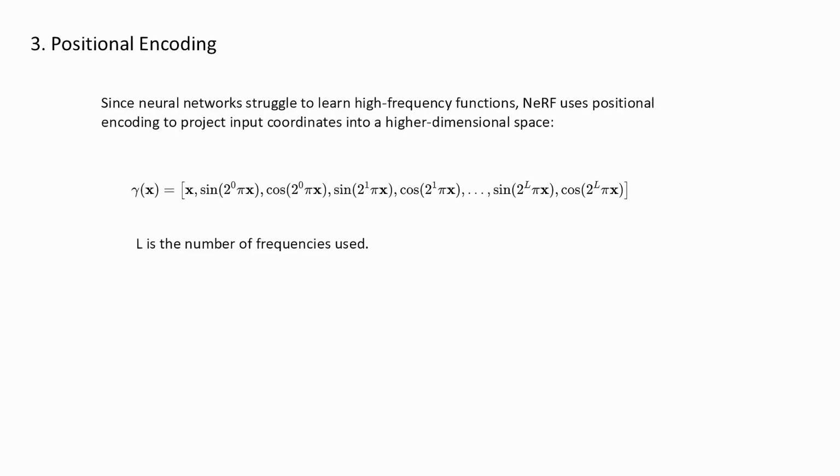Positional encoding in NeRF. Since neural networks struggle to learn high-frequency functions, NeRF uses positional encoding to project input coordinates into a higher dimensional space as follows. L is the number of frequencies used. This mapping enables the network to learn high-frequency details more efficiently.